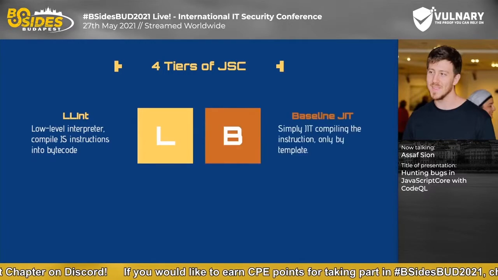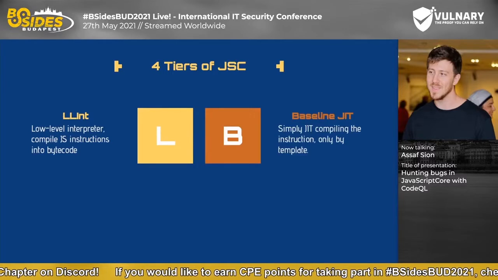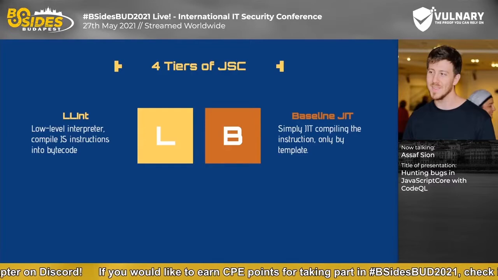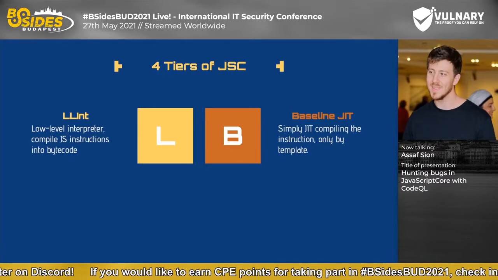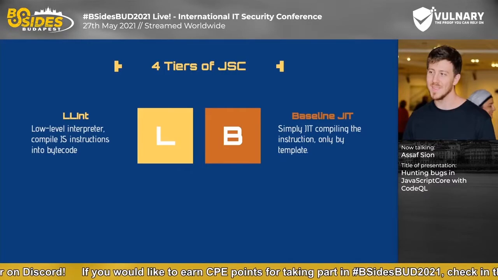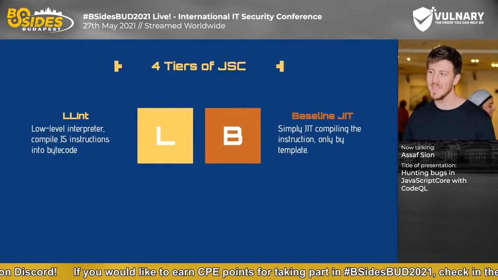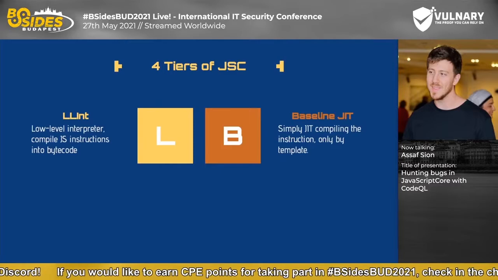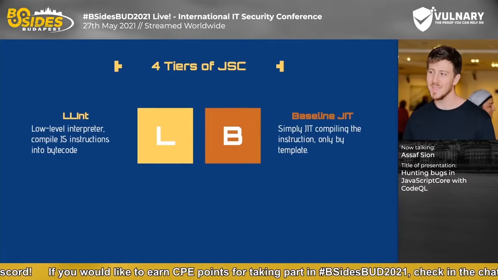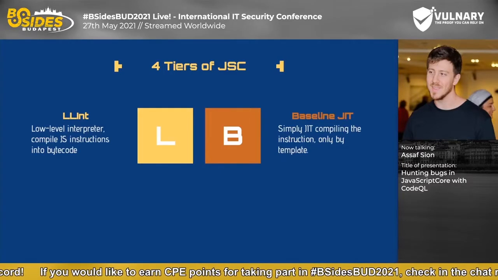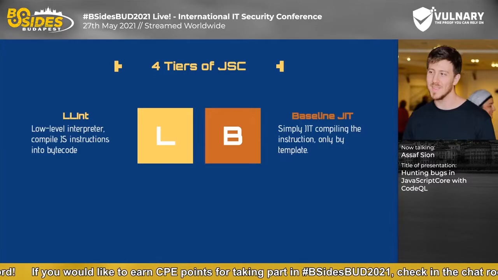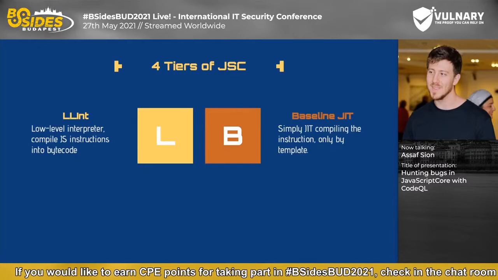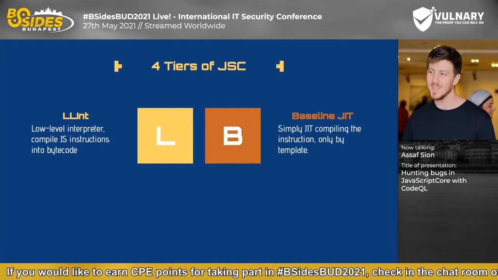Then we have the baseline JIT. There is no additional logic regarding the relation between other instructions whatsoever. It simply takes the instructions, there are plenty of templates in the JavaScriptCore code base, and it will take the template. For example, we want to add 2 numbers. It will take the operation add numbers using a template, and it will produce the assembly code that represents that very function, that very operation.